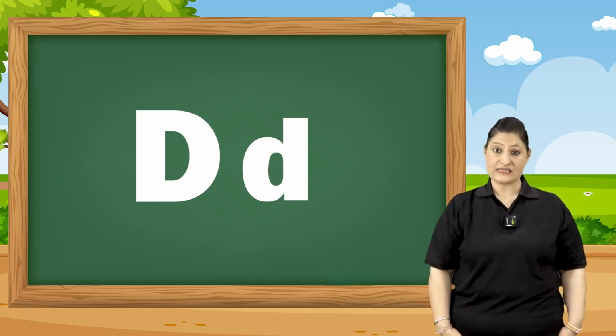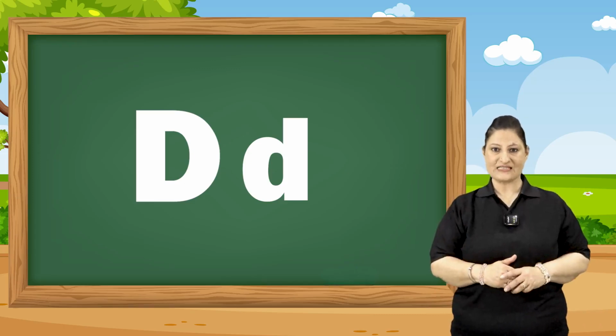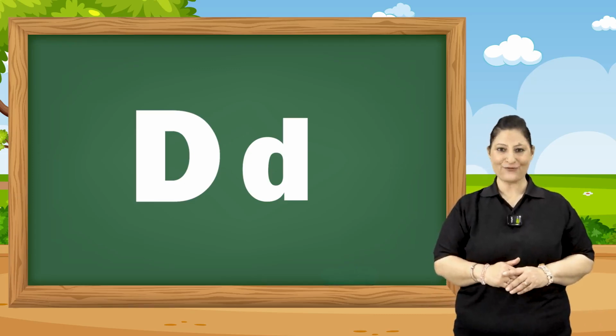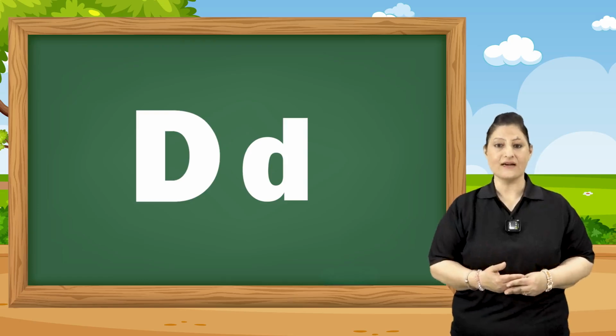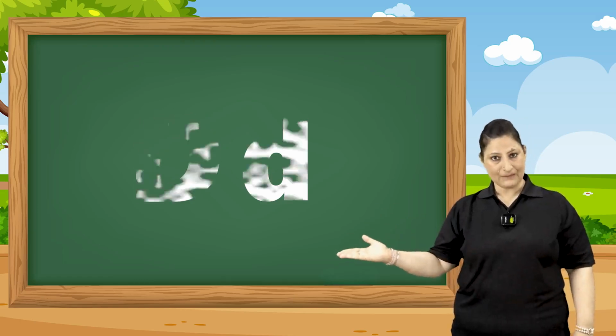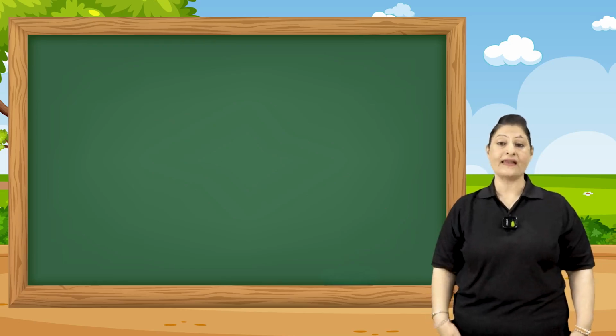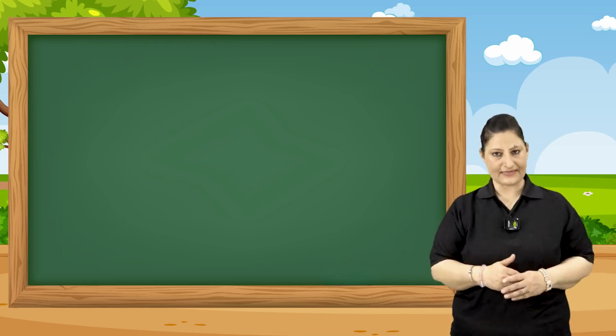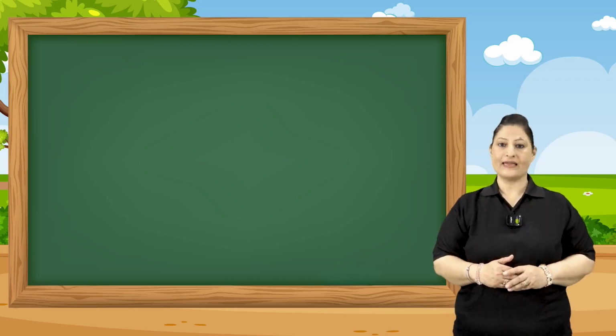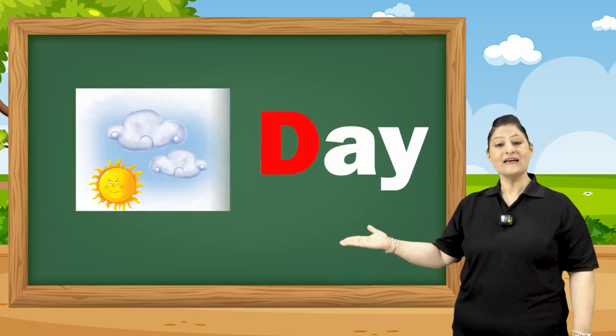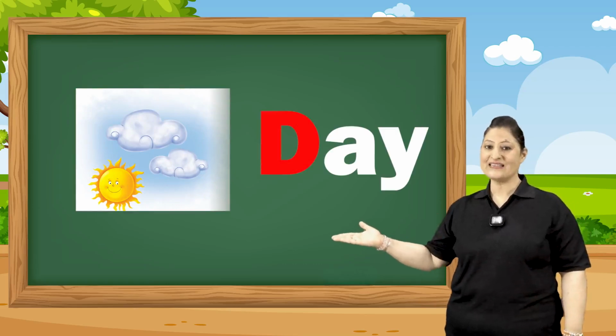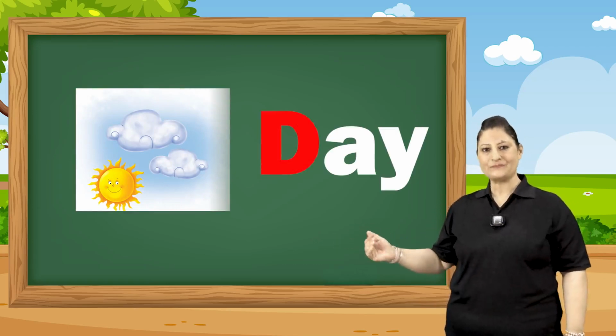D says D. Repeat the sound with me. D says D. This is a letter D which is a consonant and has a sound D. It is a day. D. Day. As in D. Day.